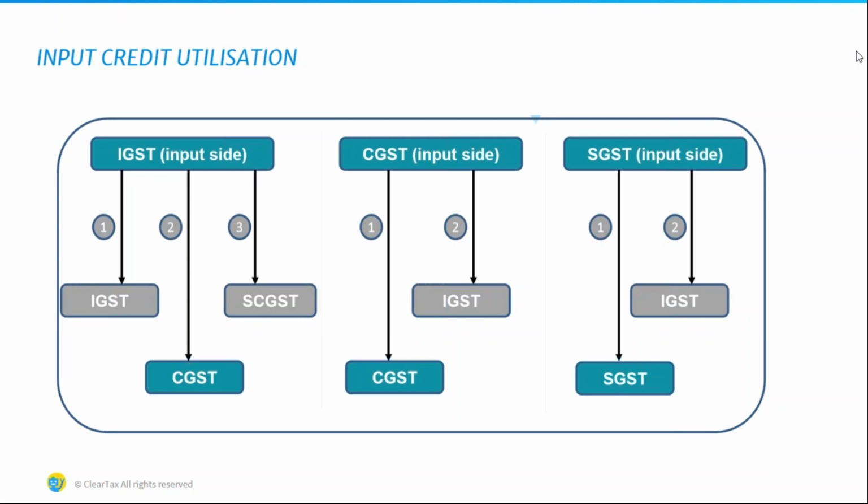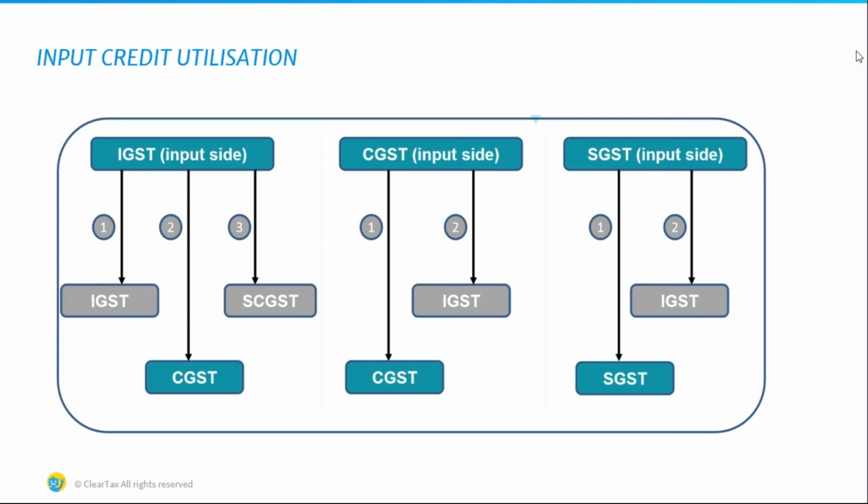So that is for IGST. The 1, 2, and 3 that you see here is in terms of ranking, and you have to follow this process. You cannot directly set off your IGST credit with CGST if you have IGST liability. So you are required to follow this rank. You have to first adjust IGST. If there's any balance left, then you have to adjust your CGST. Even after, if you have any kind of balance, you can use that for SGST.